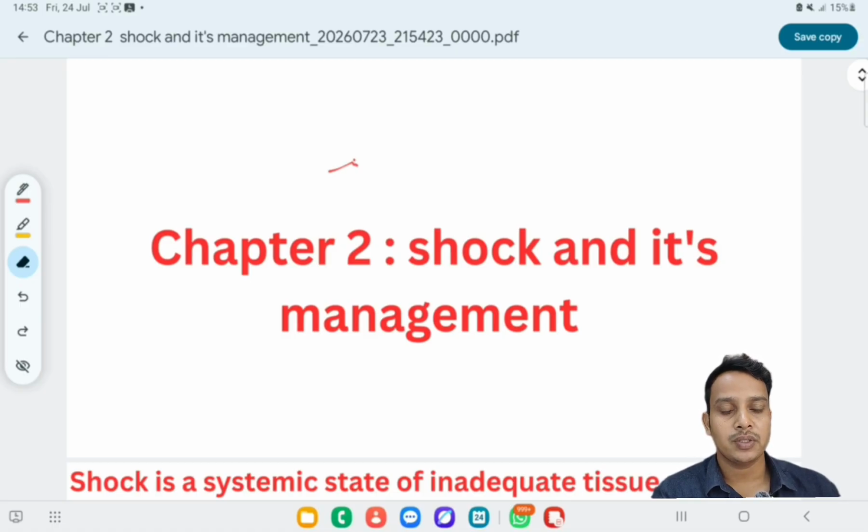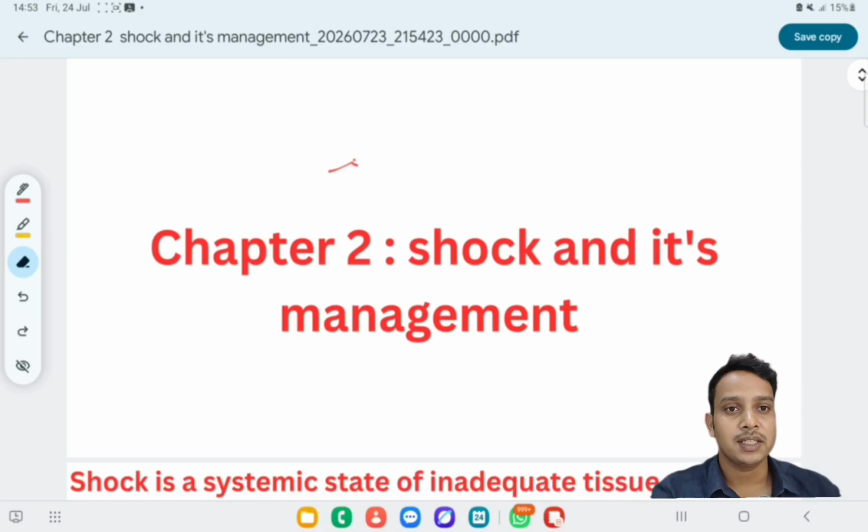So shock is one of the most common words we are hearing in the surgery, either in the trauma or in the perioperative workup. So every surgeon or every clinician should have basic knowledge and management of shock. So we are going to start the shock. So what is this shock? So what is the definition of shock?